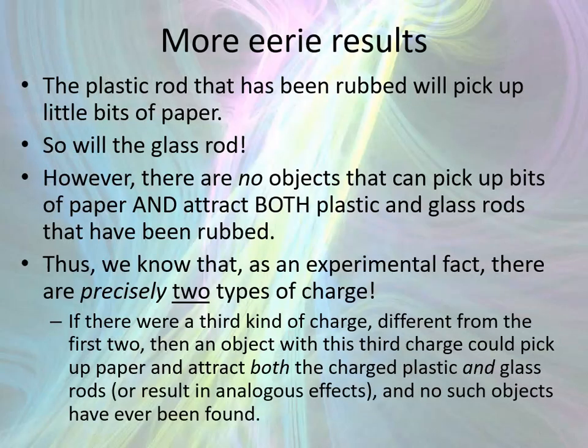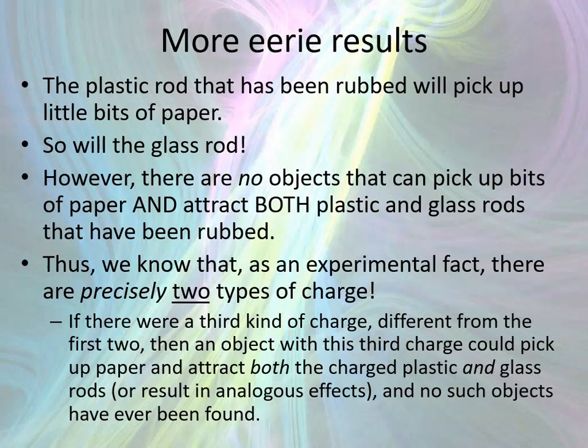Some more eerie results is that a plastic rod that has been rubbed will pick up little bits of paper, just like the comb did. I mean, after all, we were talking about a plastic comb. And a glass rod will do the same thing. However, I will also mention that there are no objects that can pick up bits of paper and attract both plastic and glass rods that have been rubbed. What this tells us is that there is some interesting phenomenon in nature that causes these interactions. We call it charge, and there are exactly two types of charge.